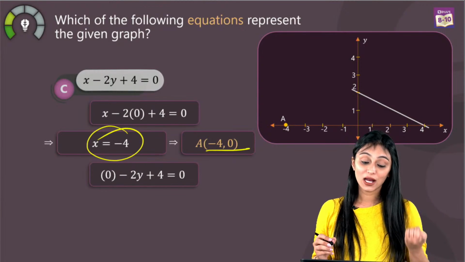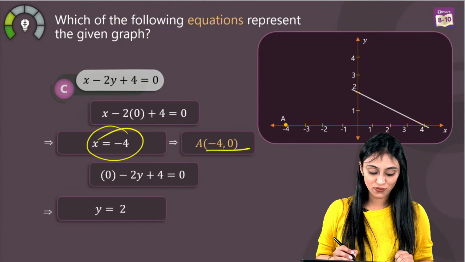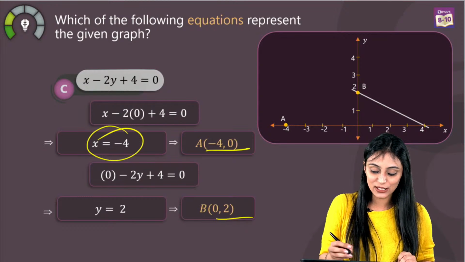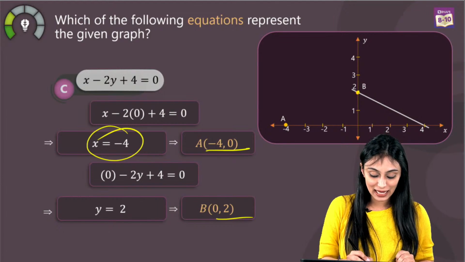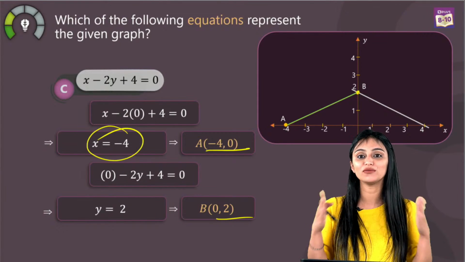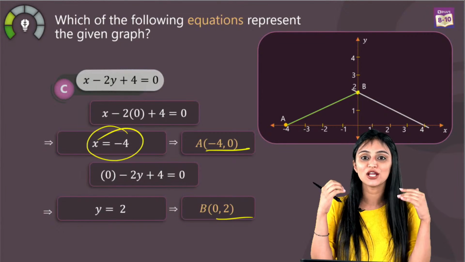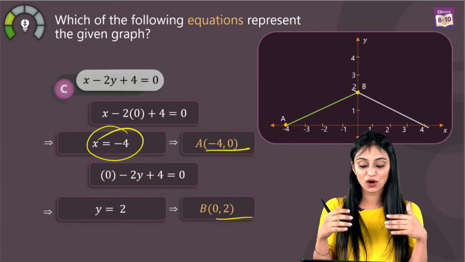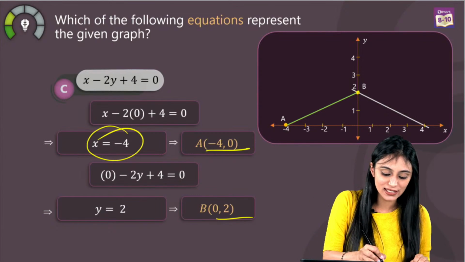Now, again, I'll put x as 0. So what is the value of y? y is 2, which is basically (0, 2). That's B, right? Now, let's join these A and B. So what we see here is that both of them again are not overlapping. So we can see that it's not matching with the given graph. This cannot be an answer.